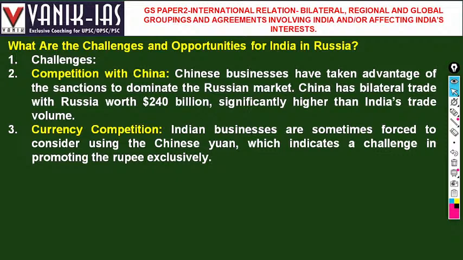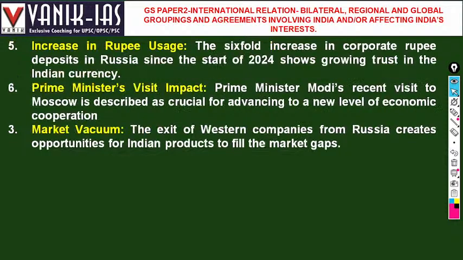But the challenges and opportunity for India and Russia: challenges, competition with China. Chinese business have taken advantage of the sanctions to dominate the Russian market. China has bilateral trade with Russia worth 240 billion, significantly higher than India's trade volume. Currency competition, India's business are sometimes forced to consider using the Chinese yuan, which indicates a challenge in promoting the rupee exclusively. Increase in rupee usage, the six-fold increase in the corporate rupee deposit in Russia since the start of 2024 shows growing trust in the Indian currency.